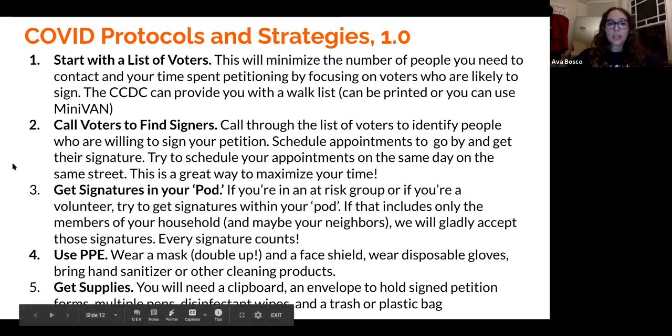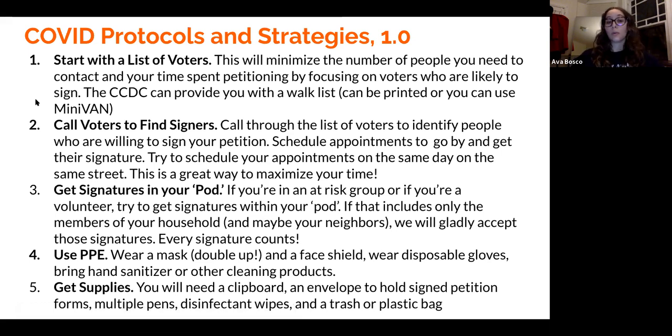The second option is to call voters to find signers. So you can call through a list of voters to identify people who are willing to sign your petitions. This is a great way to schedule appointments ahead of time, and then you can go by to get their signature. We would suggest if you try to do this, that you try to schedule your appointments on the same day, on the same street. Great way to maximize your time.